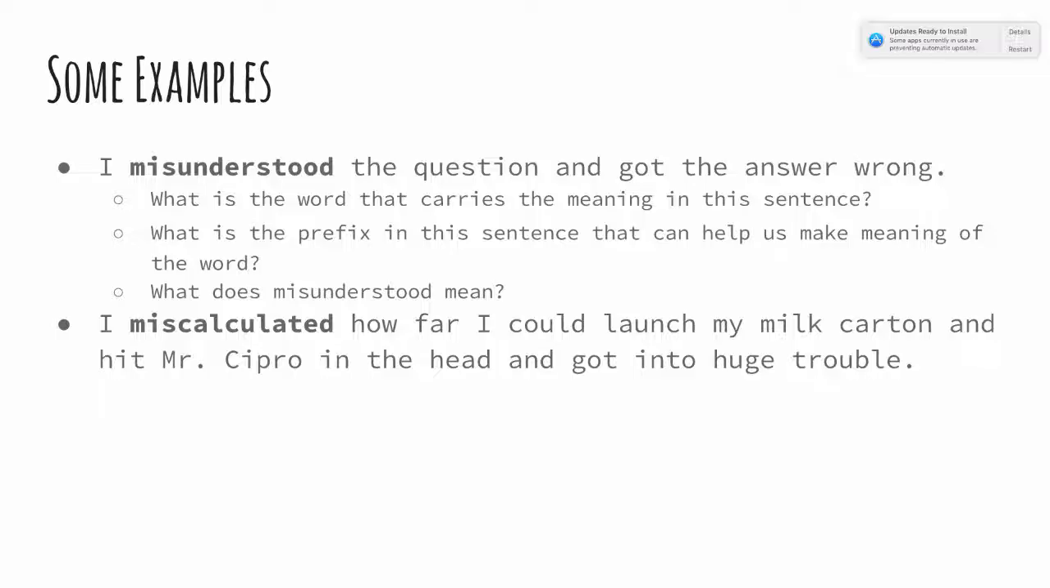I miscalculated how far I could launch my milk carton and hit Mr. Cypro in the head and got into huge trouble. So again, our root word, our base word, the one that has the meaning here is calculated. Okay? If you can calculate, that means you know exactly what's going to happen and when. You know if you want to launch this milk jug, it's going to go in the trash can. However, I miscalculated. So again, that prefix miss means not. So if I miscalculated something, I didn't calculate it correctly. Okay?